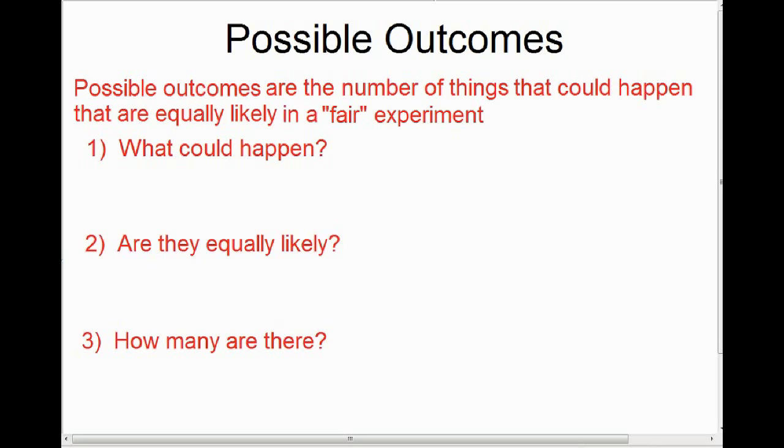So with the example of flipping a coin, there are two things that could happen. We could get heads or tails, and I'm just going to use H and T for that. Are they equally likely? Well, yes, we have an equal chance of getting heads or tails. So if they are equally likely, we can say that in the experiment of flipping a coin, there are two possible outcomes.